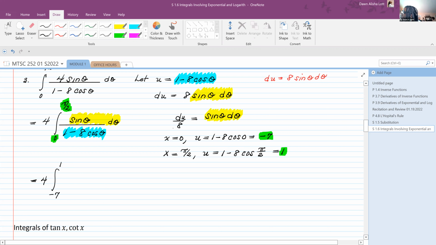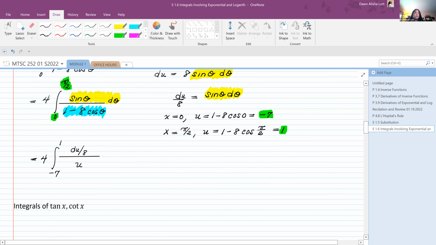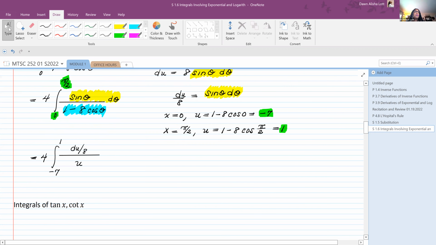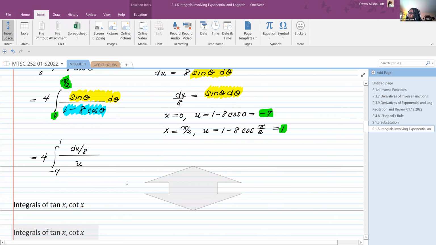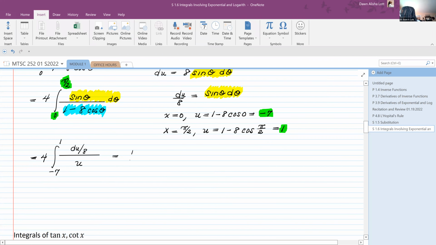Sine of theta d theta. Oh, how nice is that? That is du over 8. And the last thing, 1 minus 8 cosine theta, well, that was u. Oh, wow. This is so beautiful. I hope y'all see it's beautiful because now it simplifies so nicely. I can take the 8 out, so that's 4 over 8. So I get 1/2 the integral from -7 to 1 of du over u.